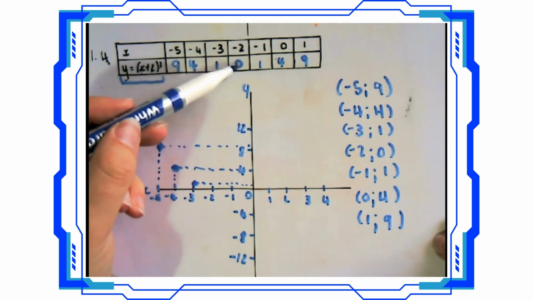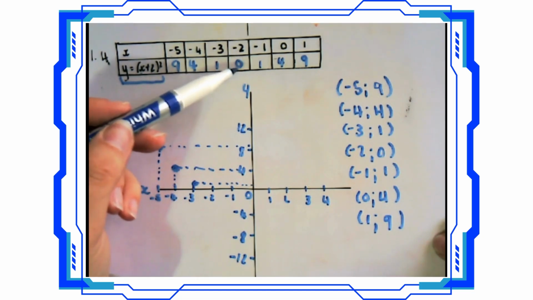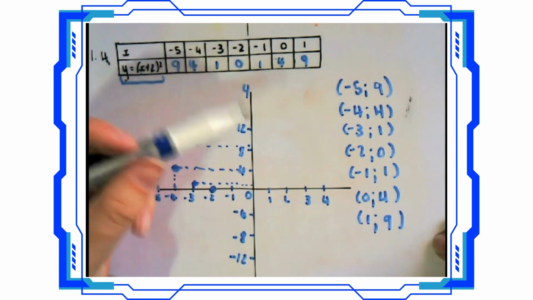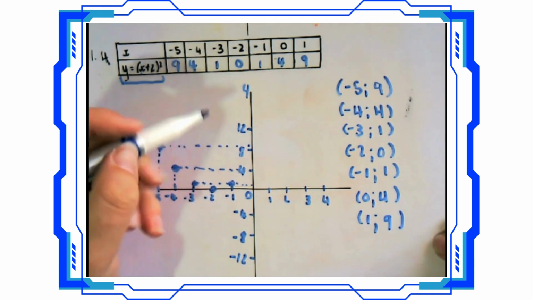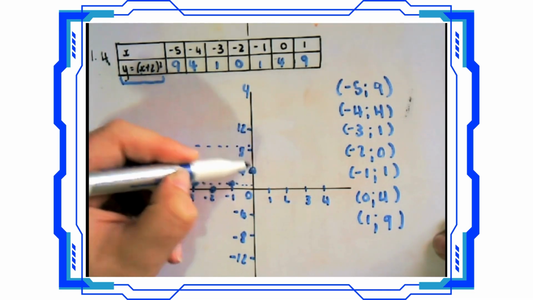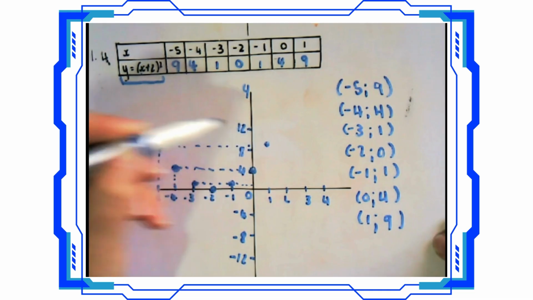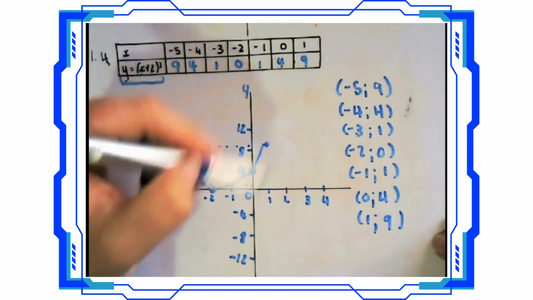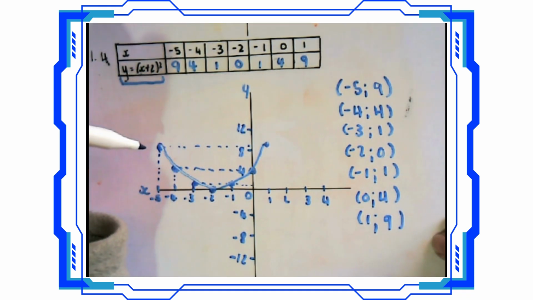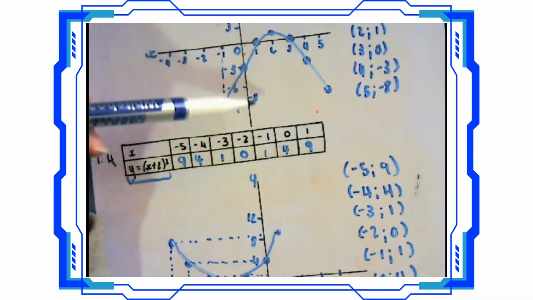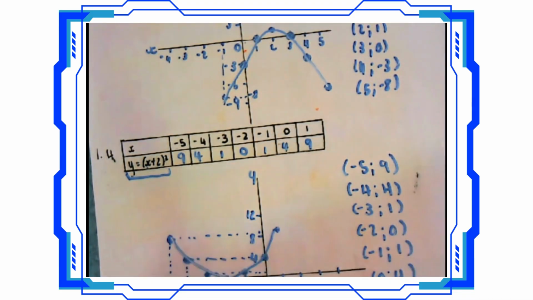Then -2, 0. I know y is 0 on my x-axis, so it's going to be on that. Then -1, 1. Then I know x is 0 on my y-axis. 1. Okay, remember when you draw yours, it's going to move more like a non-linear graph. Mine is not according to scale, so it would look more like this, just upside down. Okay. Then we continue.